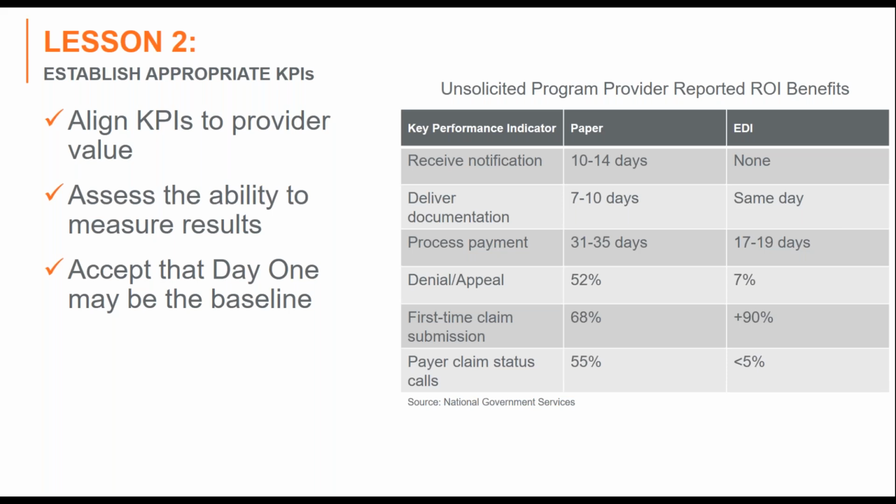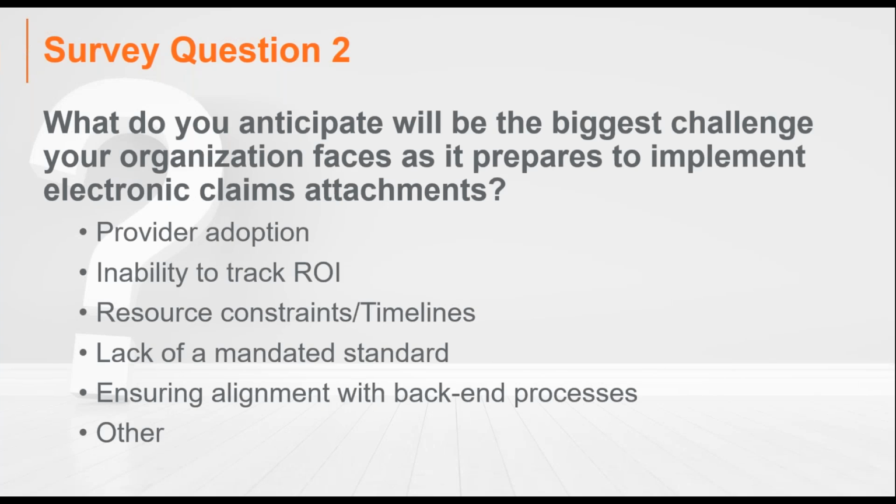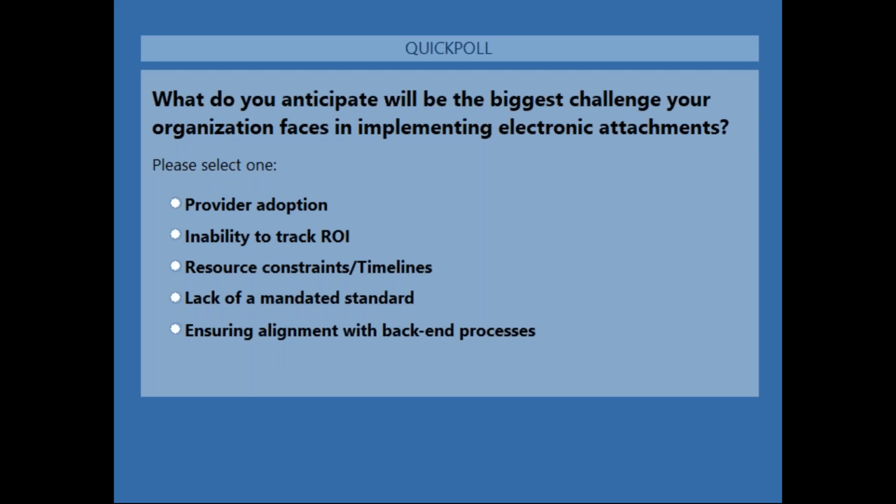So again, KPIs are really a big lesson that we learned. We all wanted to track them, but we really found that it was difficult many times to get to the data. So that takes us to the next area we want to focus on, and that's where we talk about process. So I hope you guys are there with your Jeopardy type buttons and ready to go, but we're going to do survey question 2, and that is, what do you anticipate will be the biggest challenge your organization faces as it prepares to implement an electronic attachment?